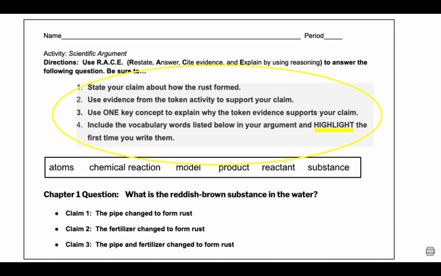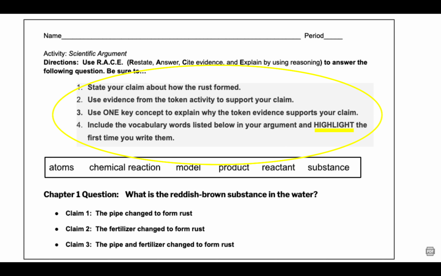Number 3 says use one key concept to explain why the token evidence supports your claim. Hopefully you know which key concept that was. Here's a huge hint. We went over it in class. If you don't remember, rewind this video about 5 minutes and then hopefully you'll hear it.